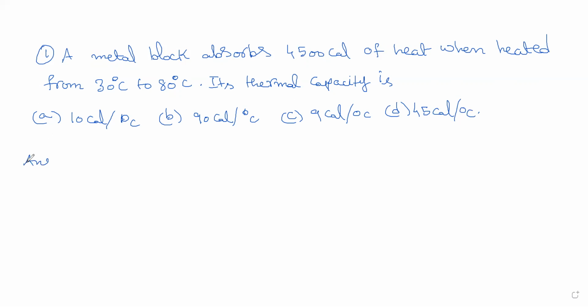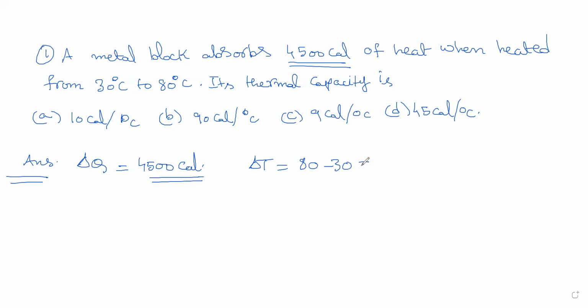We just said it. The metal block absorbs 4500 calories of heat. This is our delta Q. Okay, what is our delta Q? 4500 calories. This much heat the metal block absorbed. And delta T is nothing but change in temperature. That is 80 minus 30. 80 minus 30, that's 50, right? 50 degrees centigrade.